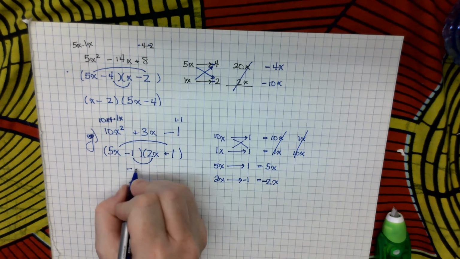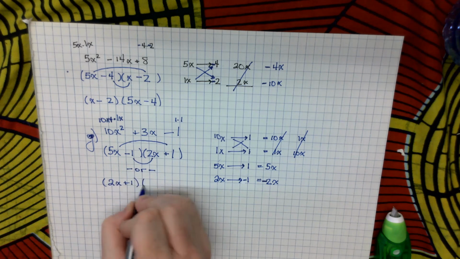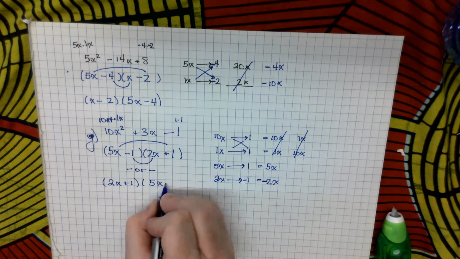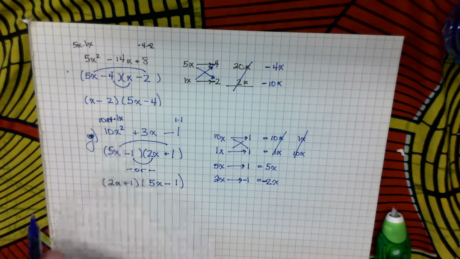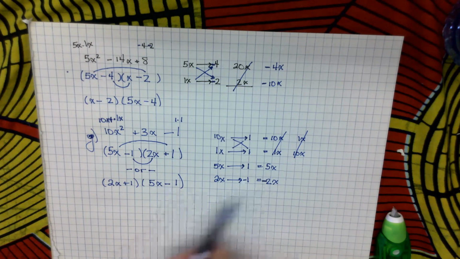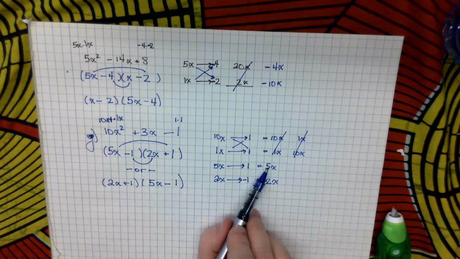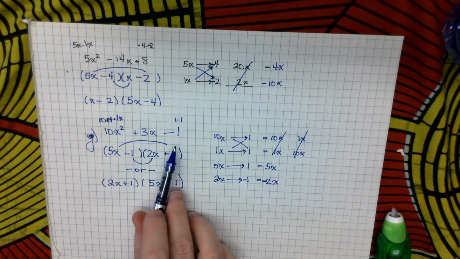And then just as a final, depending on how you did this question, it could also have been 2x plus 1 times 5x minus 1. Okay, and if we check, 2x times 5x is 10x squared. 2x times negative 1 is negative 2x. 5x times 1 is 5x. 5x minus 2x is 3x. And 1 times negative 1 is negative 1.